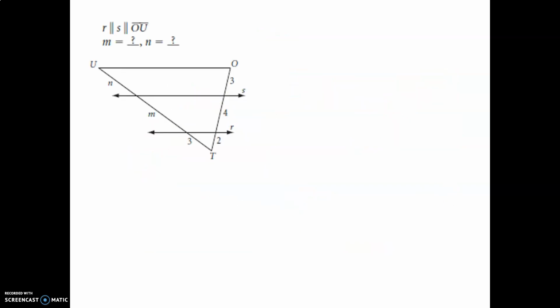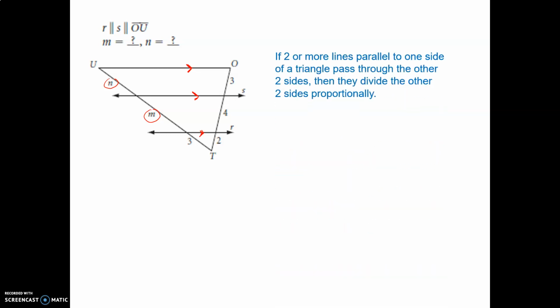Here's an example of that. It says R, S, and OU are all parallel to each other. So this is parallel to this, is parallel to this. Okay, I want to find what M is and what N is. So I think I'm going to have to do these in two different ratios. So let's see what we did here. If two or more lines parallel to one side of the triangle, that's what I have. If they pass through the other two sides, which they do, then they divide the other two sides proportionally.